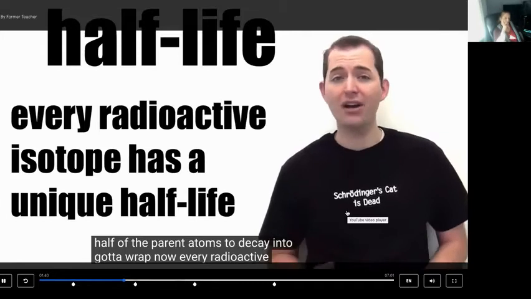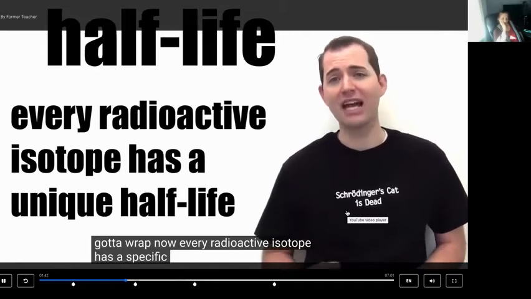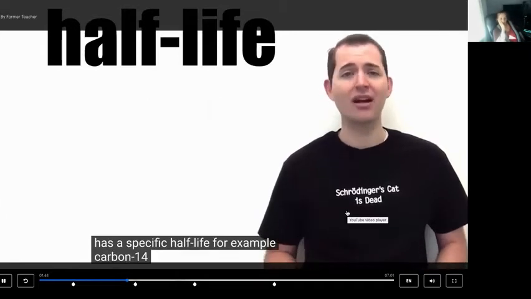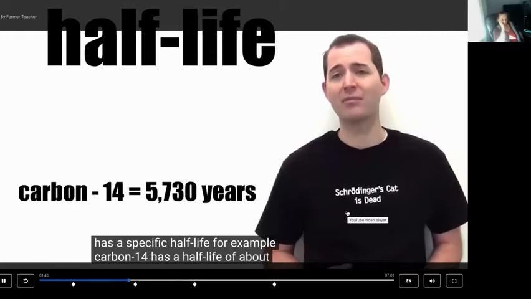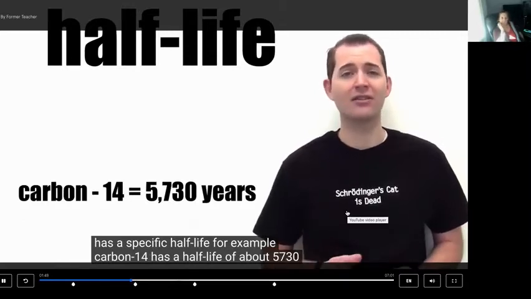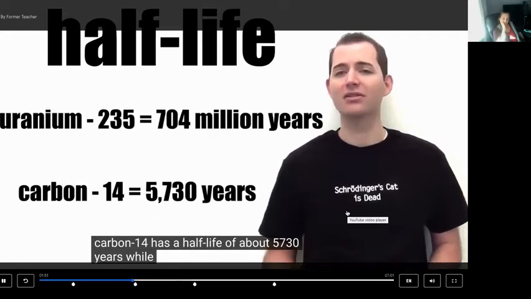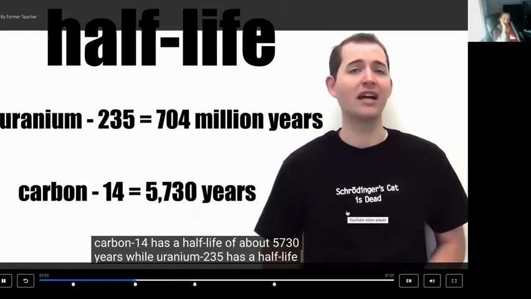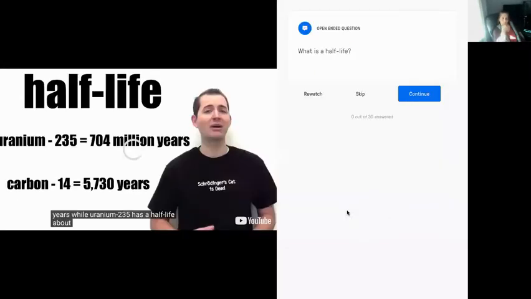Now, every radioactive isotope has a specific half-life. For example, carbon-14 has a half-life of about 5,730 years, while uranium-235 has a half-life of about 7. Right, so what is a half-life?